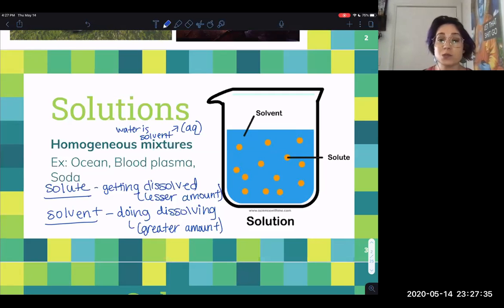It is a homogeneous mixture, so hopefully that rings a bell: something that is mixed thoroughly, doesn't have any floaty bits or different parts to it. It's just all the same.